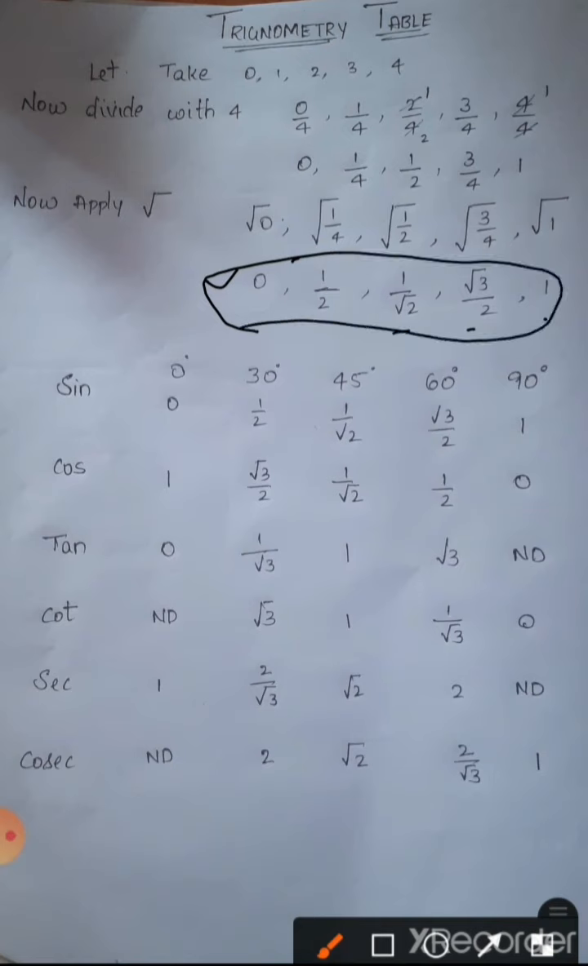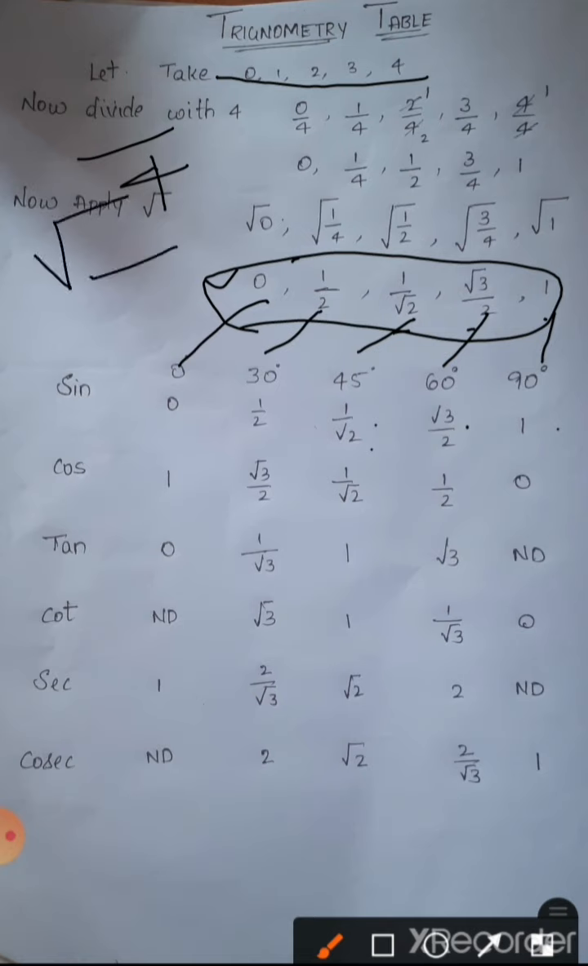See here: 0, 1 by 2 at 30 degrees, 1 by root 2 at 45 degrees, root 3 by 2 at 60 degrees, and finally 1 at 90 degrees. So to get sine values, we have to remember 3 steps. First, take 5 numbers, 0, 1, 2, 3, 4. Then divide those numbers by 4. The final step is to apply root to those numbers. Then you will get the sine values.